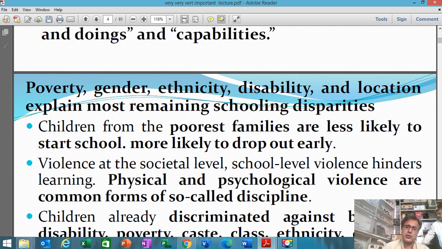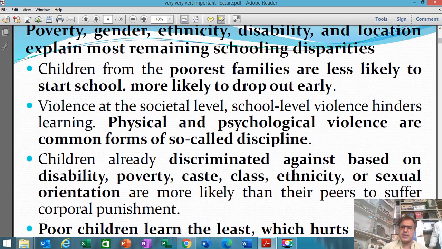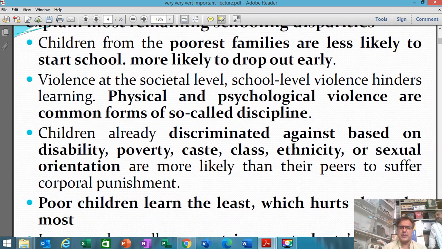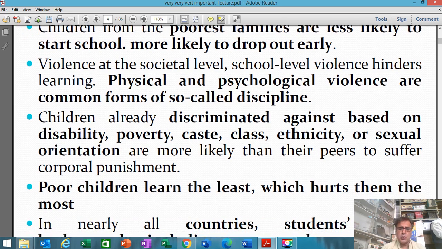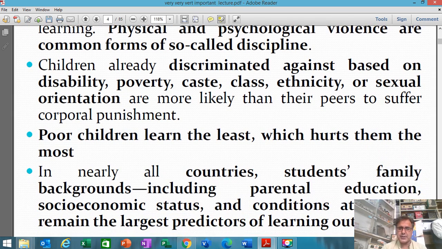Children from the poorest families are less likely to start school and more likely to drop out early. Violence at the societal level and school level violence hinders learning. Physical and psychological violence are common forms of so-called discipline. Children already discriminated against based on disability, poverty, caste, class, ethnicity, or sexual orientation are more likely than their peers to suffer corporal punishment. Poor children learn the least, which hurts them the most.